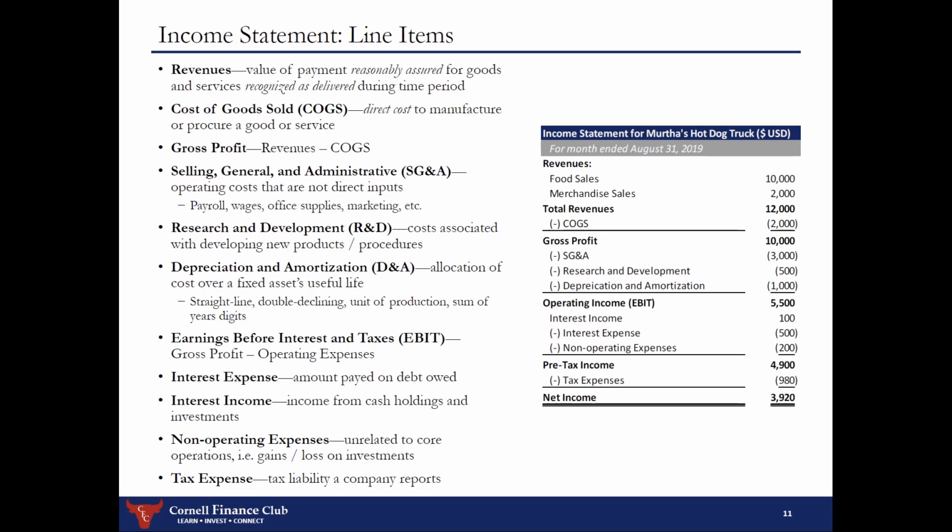Then you have research and development. So this is costs associated with developing new products and procedures. For example, if someone wanted to make a new sauce to put on the hot dog, that would be considered R&D. Then you have D&A.